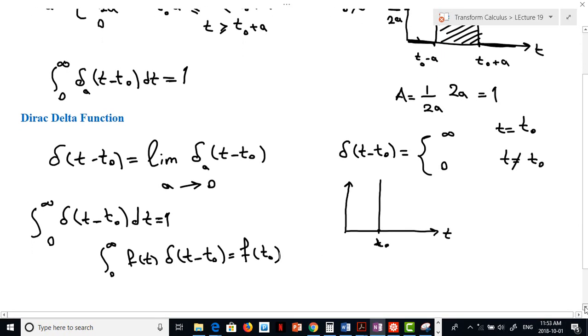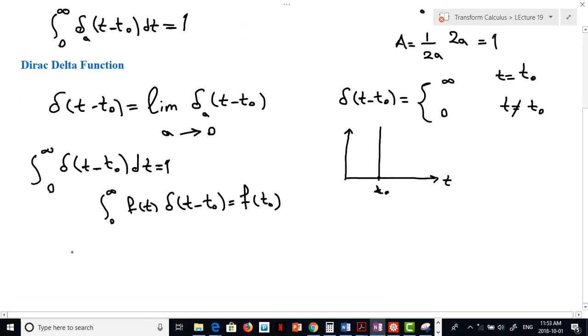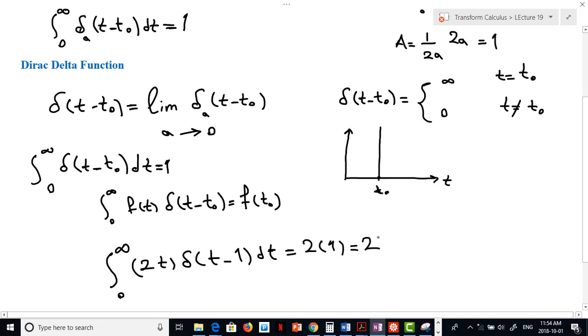For example, you want to find the integral from 0 to infinity of, for example, 2t times the Dirac delta function of t minus 1 dt. It's equal to 2t at t equal to 1. So it's 2 times 1, and it's equal to 2. It's a property of the Dirac delta function.